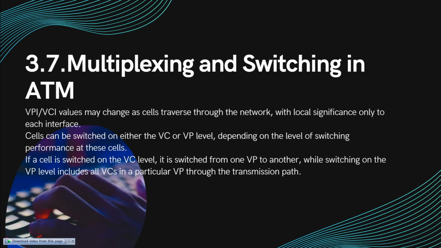So here's the main part. So here's the final part that I'm going to cover, which is the multiplexing and the switching in the ATM. The VPI or VCI value may change as the cell traverses through the network. With local significance only to each interface, a cell can be switched on either the VC or VP level, depending on the level of switching performance at this cell. If a cell is switched on the VC level, it is switched from one VP to another. While switching on the VP level includes all VCs in the particular VPs through the transmission path.